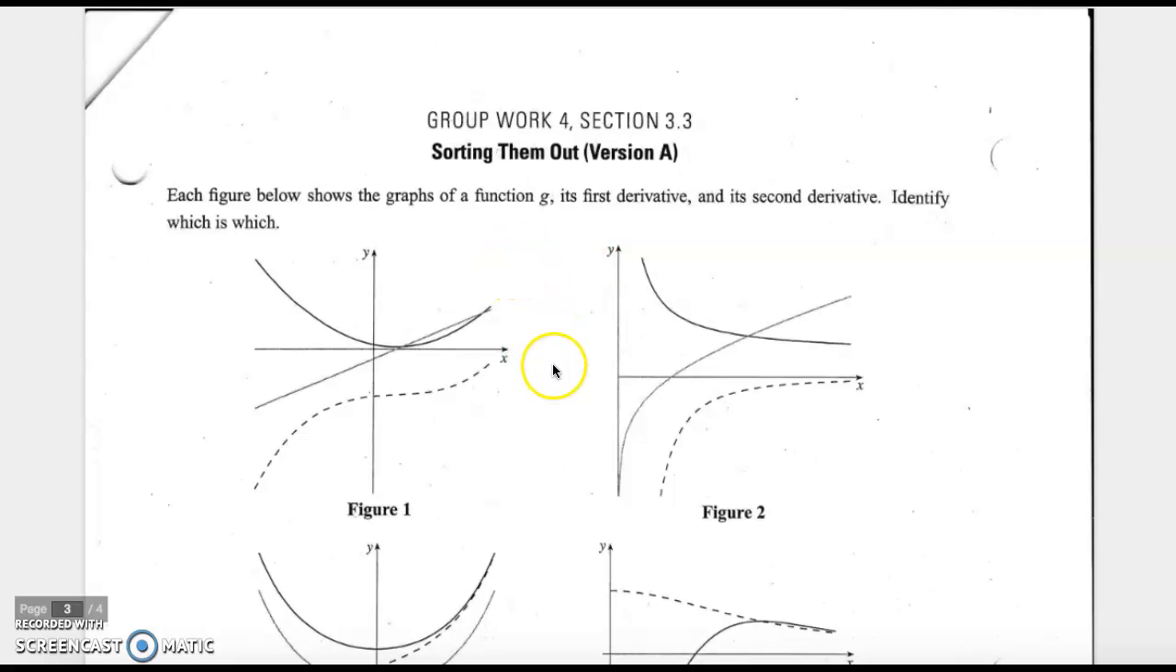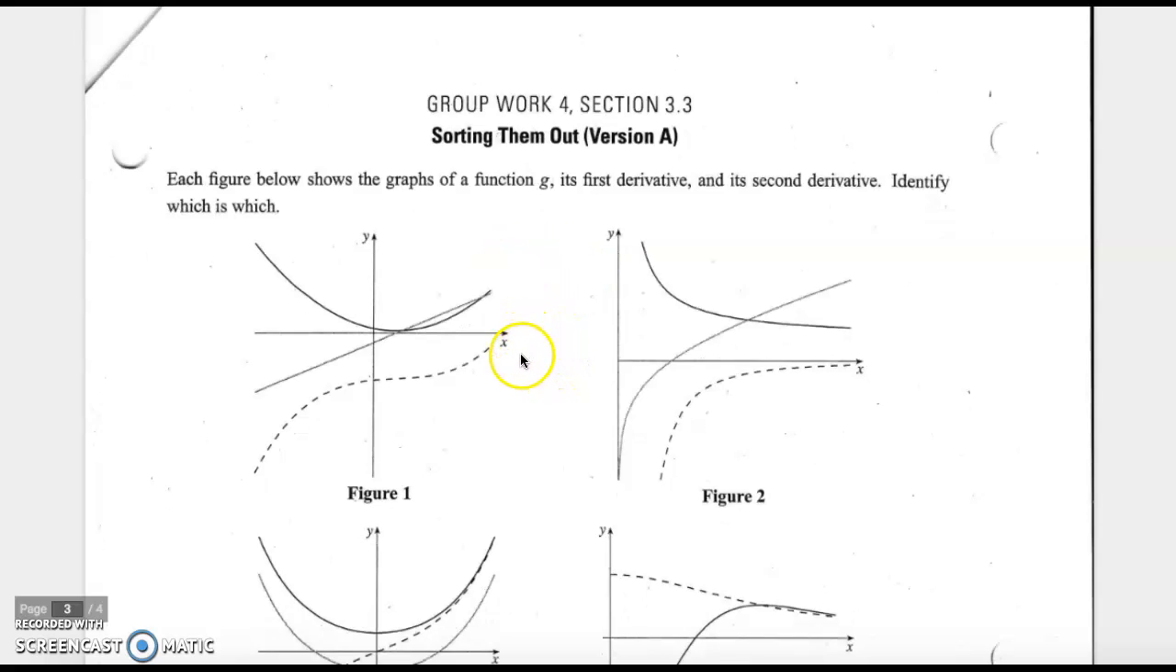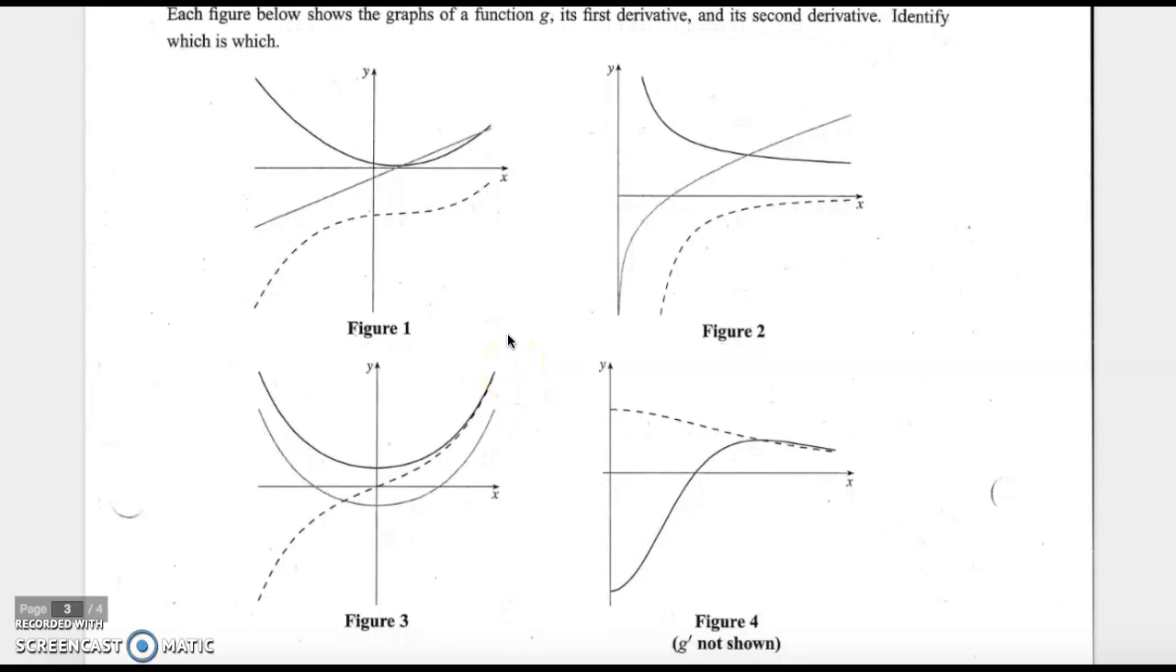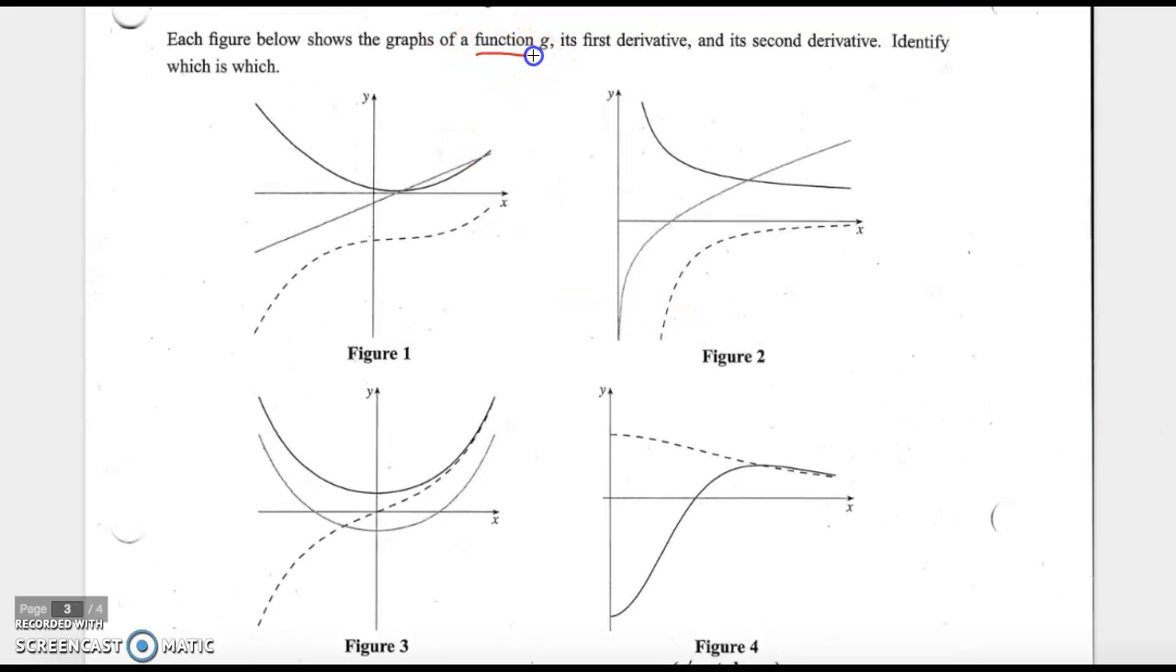All right, in this section, we're going to go through and decide in each of the figures which graph is your original function, your first derivative, and your second derivative. I'll just talk through the process. I'll label my original function in red, my first derivative in blue, and my second derivative in green.